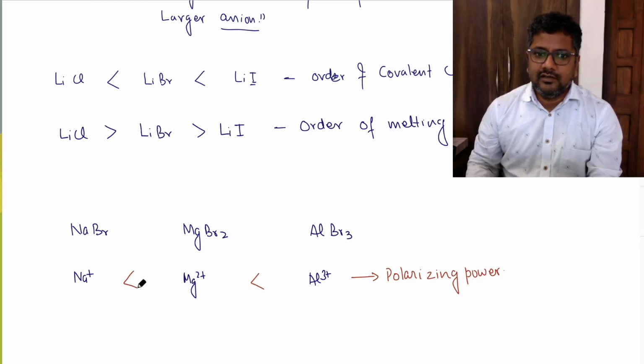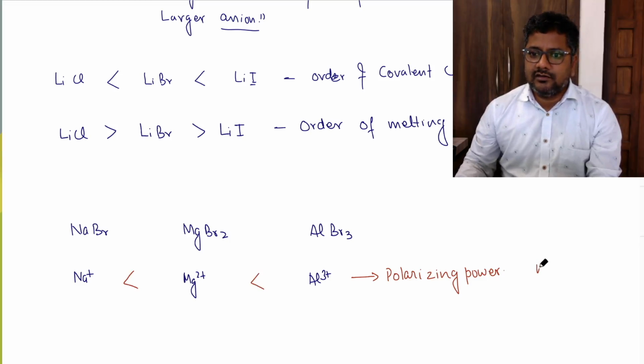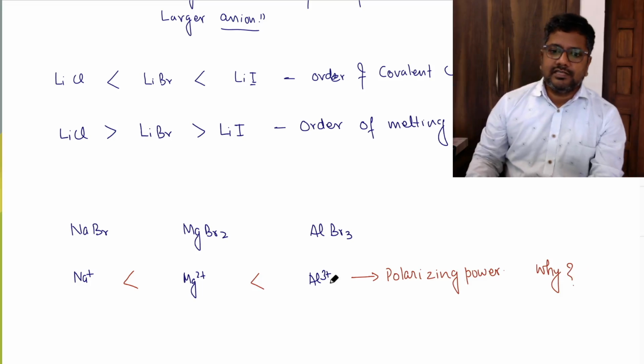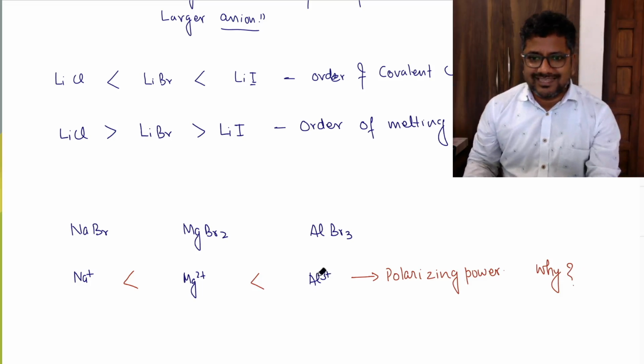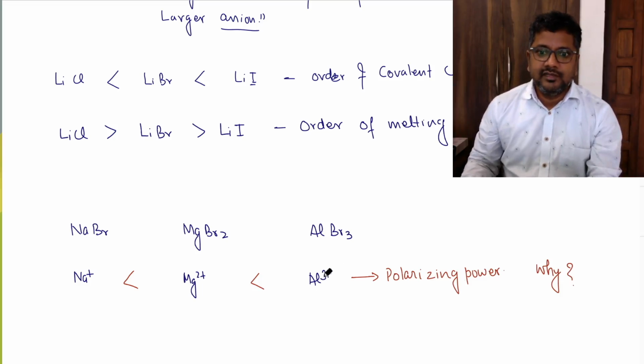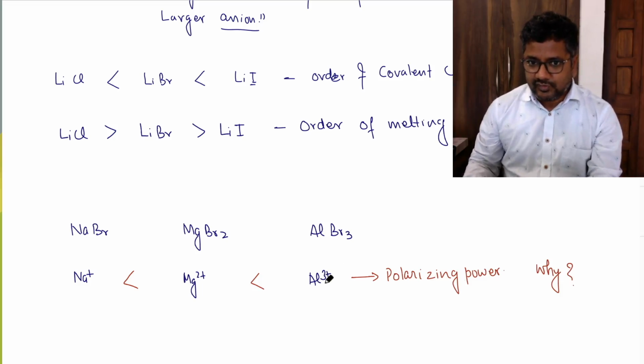Why? Why this order? Because the size of Al3+ is smallest and the magnitude of charge is maximum.